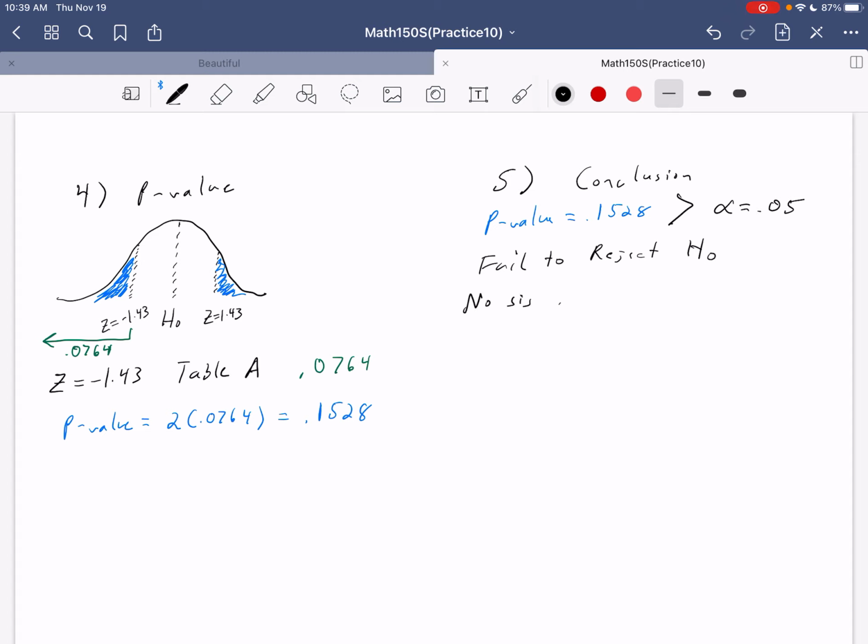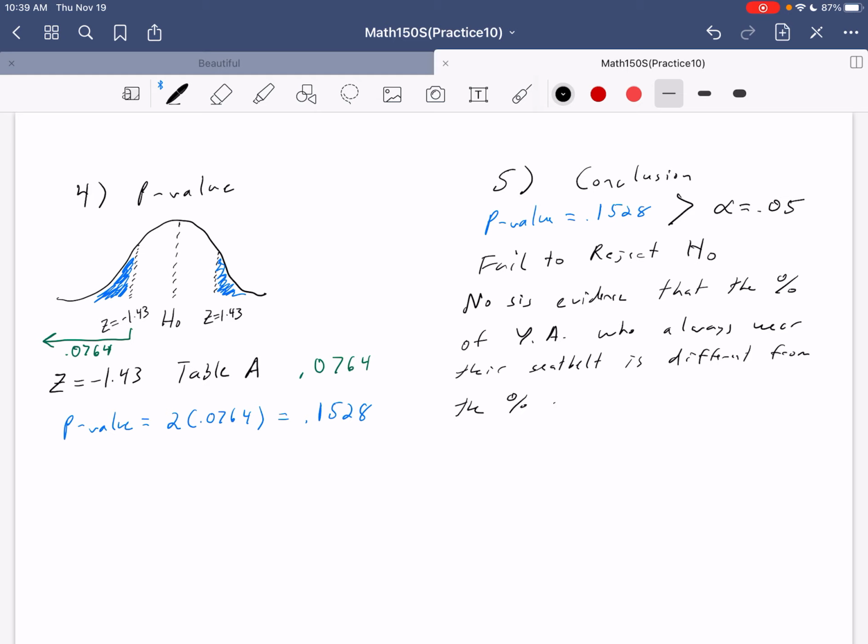So no significant evidence that the percentage of younger adults who always wear their seatbelt is different from the percentage of older adults who always wear their seatbelt. So, in other words, there's no evidence that these percentages are different.